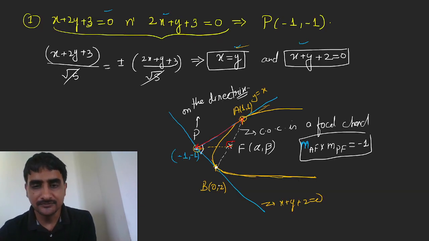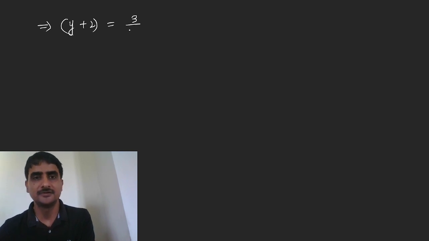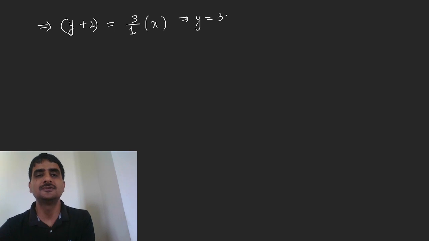It's (0, -2), right? This point is (0, -2). Okay, so y + 2 is equal to 3 upon 1, and x. So it's y = 3x - 2. So alpha, beta lie on it, so beta = 3 alpha - 2.